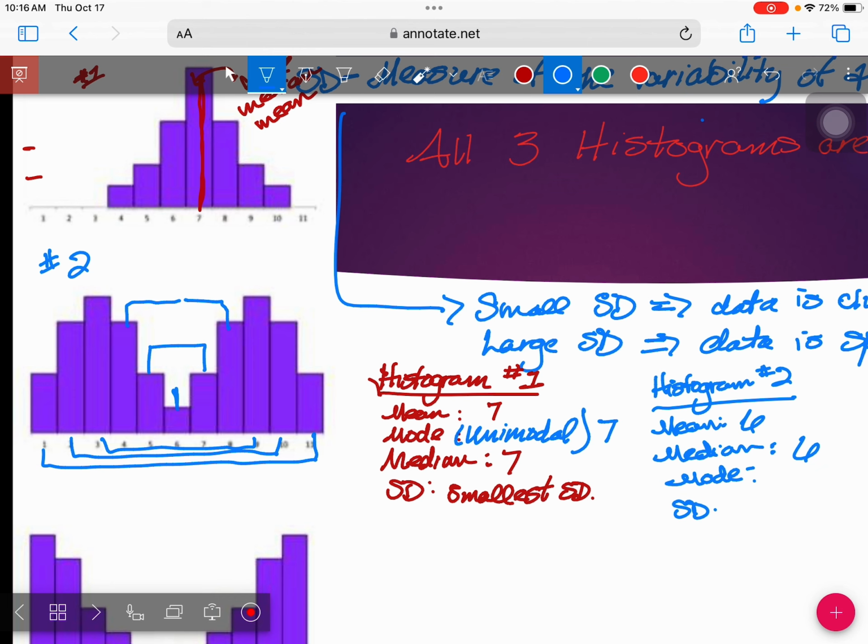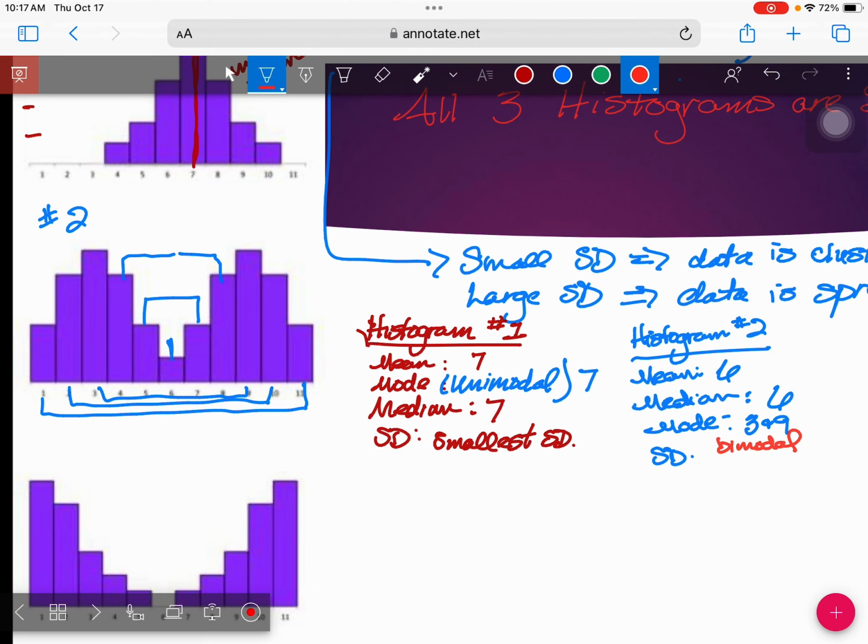Alex, way in the back. Would it be 6? What does mode mean? Alex, first of all, what does mode mean? Mode is the one that happens the most. Which of these bars are occurring the most or show the most? 3 and 9. So this is not unimodal. This is bimodal. Yes. Bimodal.